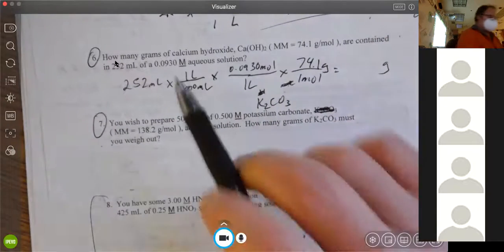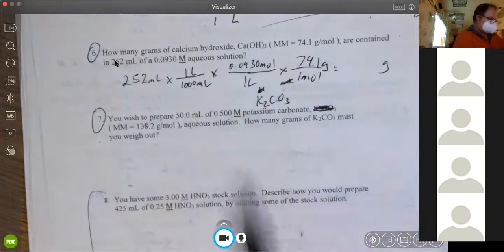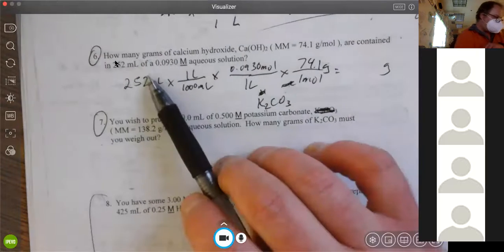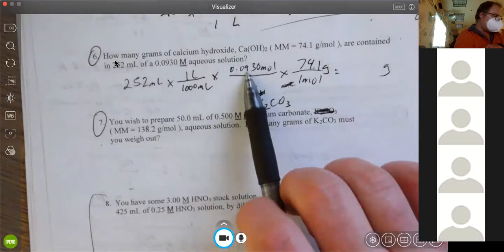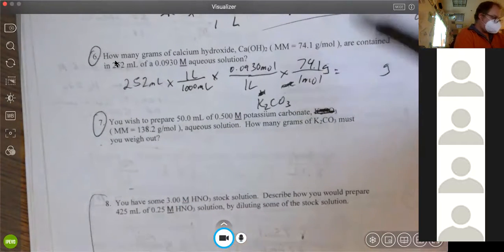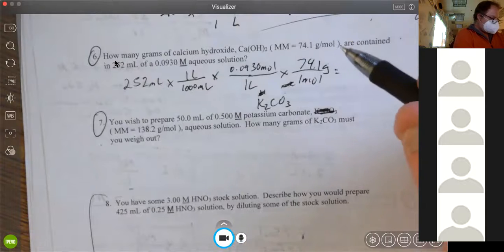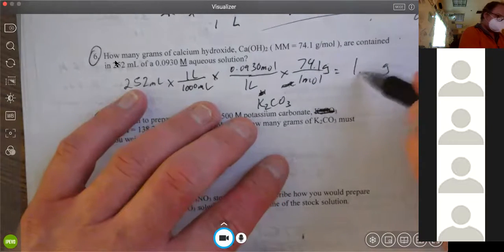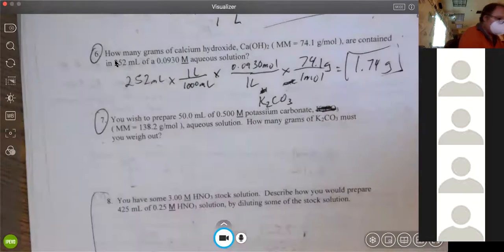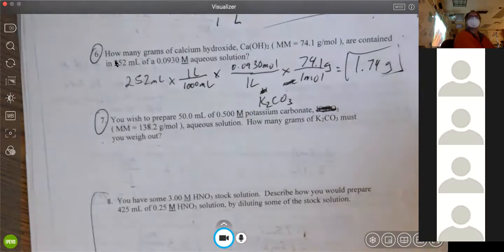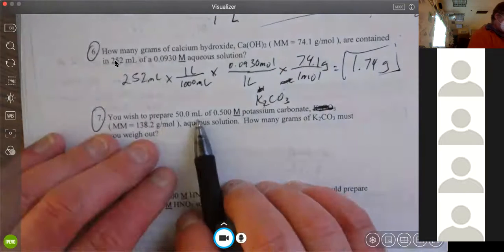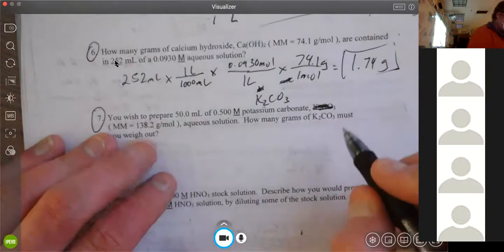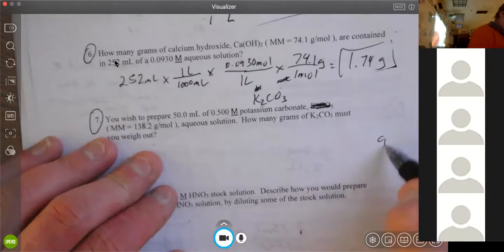Now it's just a game of multiplying the top and dividing the bottom. 252 divided by 1,000 times 0.093 times 74.1. The answer is about 1.7366, so 1.74 grams. Easy enough. You wish to prepare 50 milliliters of potassium carbonate. How many grams of potassium carbonate are you going to use?